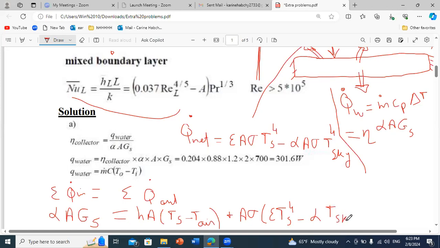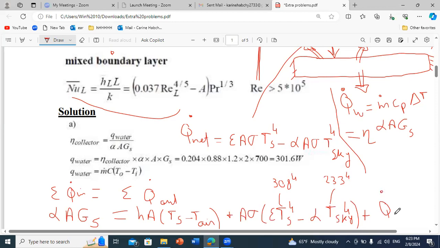And as we said, don't forget to put in Kelvin. So T sky is minus 40 plus 273, so it's 233 Kelvin. While your surface is at a temperature of 35 degrees, so 273 plus 35, so here it's 308 to the power 4. And finally, you have the useful heat that is used by water, so plus Q dot water.